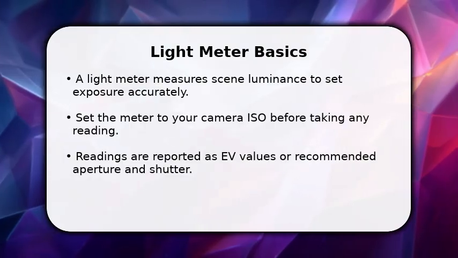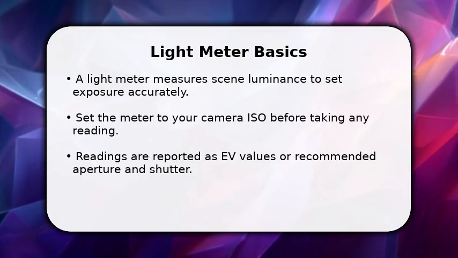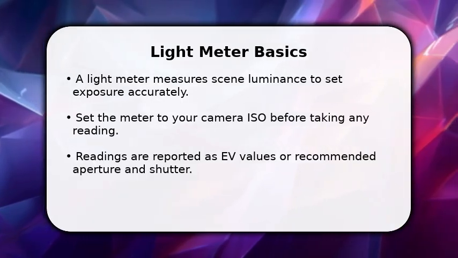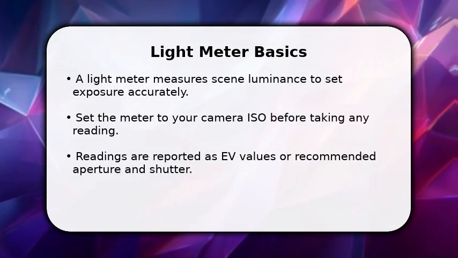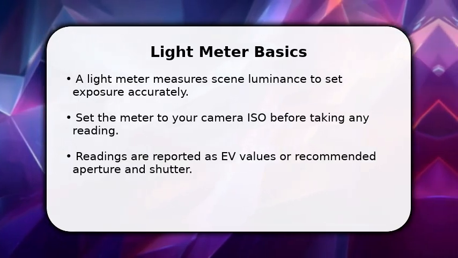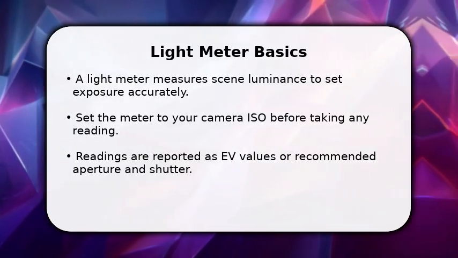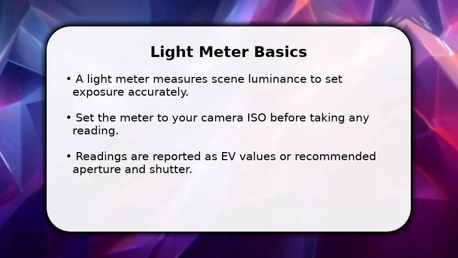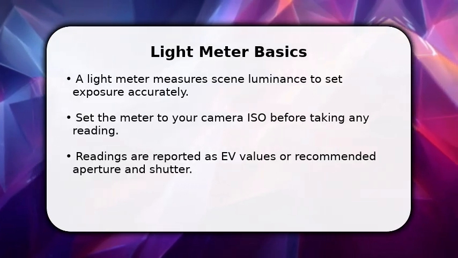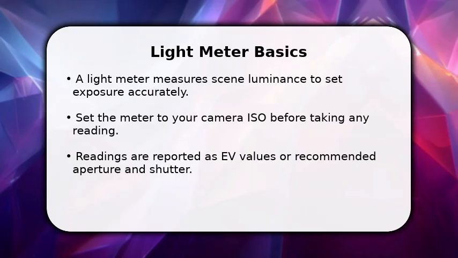A light meter measures scene luminance to set exposure accurately. Handheld meters report exposure values in EV or as camera settings. There are two main types of metering, incident and reflective, and each gives different readings. Always set the meter to your camera ISO before taking any reading.